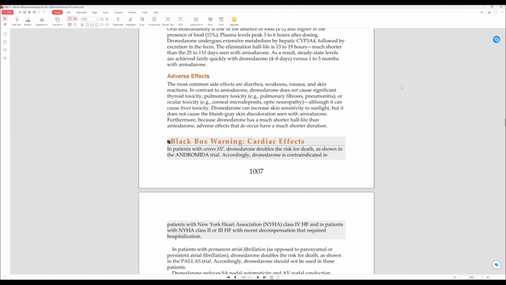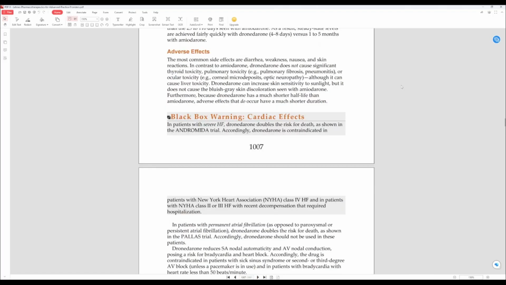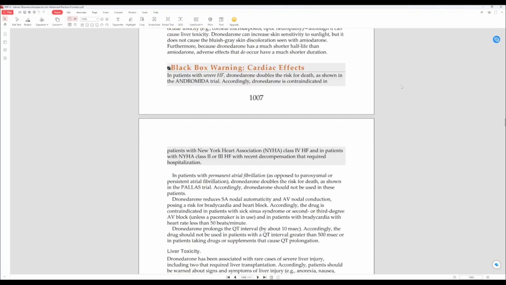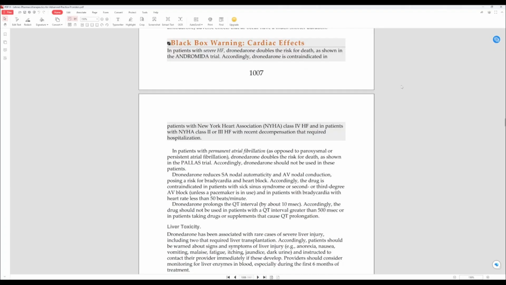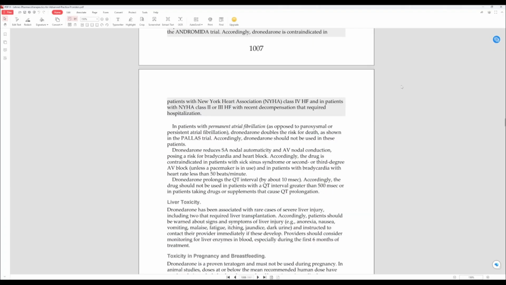It does, however, have its cardiac effects, so there is a black box warning. In patients with severe heart failure, dronedarone doubles the risk for death, as shown in the ANDROMEDA trial. Accordingly, the medication is contraindicated in patients with New York Heart Association Class 4 heart failure and in patients with Class 2 or Class 3 heart failure with recent decompensation that requires hospitalization.